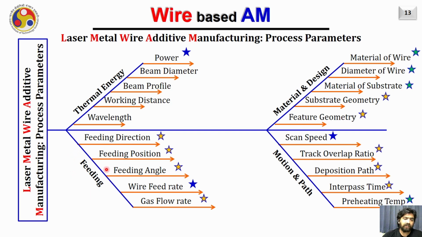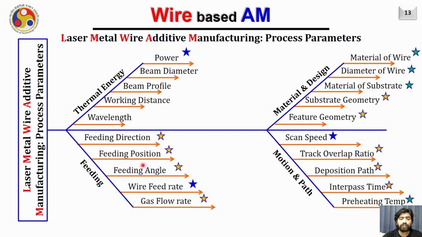On the other category, we have the feeding. It can be the feeding direction. As you have seen, if you are feeding the wire from the side, which is popularly called the lateral feeding system, the feeding direction was governing many things. We have seen three different types of feeding mechanism: front feeding, back feeding, and side feeding. So different types of feeding mechanism will give you different metallurgical and geometrical properties. Therefore, it is usually considered as a process parameter.